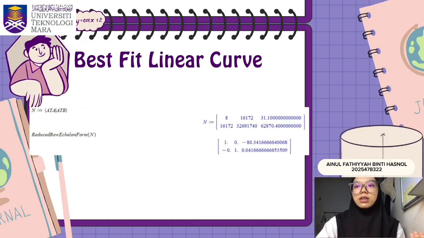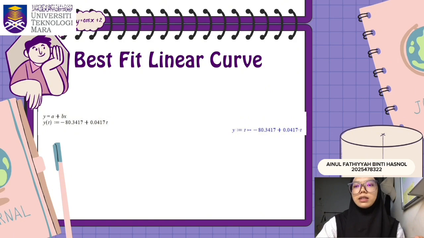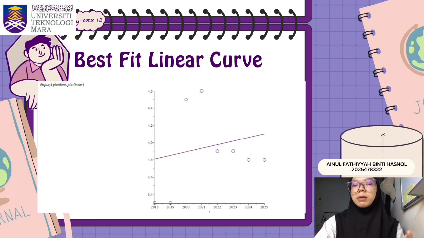To solve the normal equation in Maple, I obtained the following coefficients: A equals negative 80.3417 and B equals 0.0417. Therefore, the final linear regression equation is shown. Next, Maple generated a graph that shows both the original data points and the fitted linear regression. The scatter plot represents the actual data, while the line represents the regression model. From the graph, we can see how well the regression equation fits the given data and captures the overall trend.